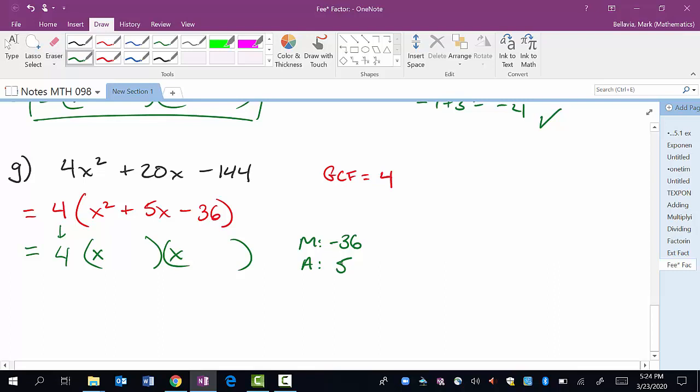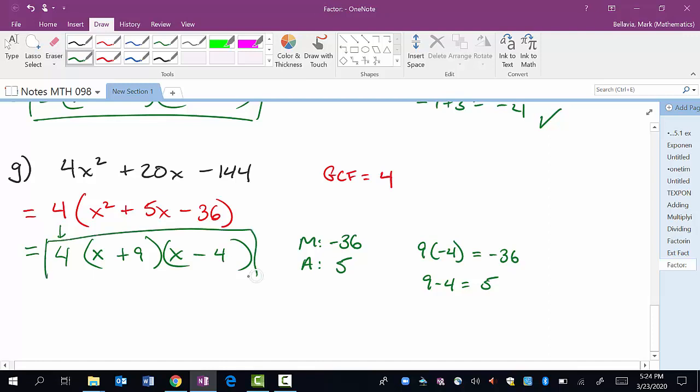So I'm going to look for the numbers that multiply to negative 36 and add to a 5, and I got 9 and negative 4. 9 times a negative 4 is negative 36. 9 minus 4, that does equal 5. So those are the numbers you're going to use here. Right, 9 and negative 4, so positive 9, make sure you put the plus with it, minus on the 4, so x minus 4, and this is a product. We're done with it. We have 4 times x plus 9 times x minus 4.